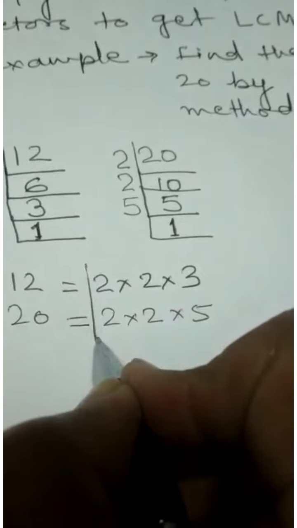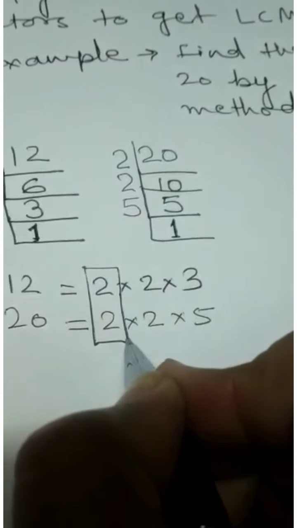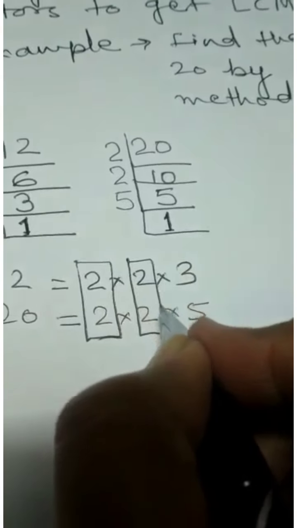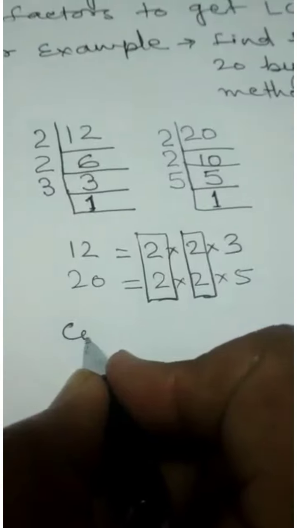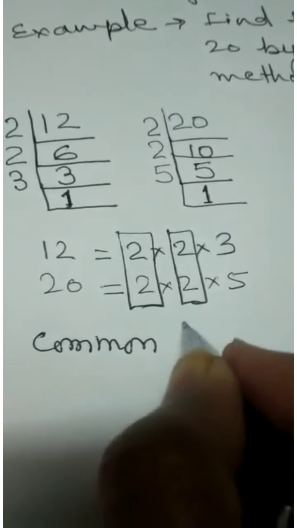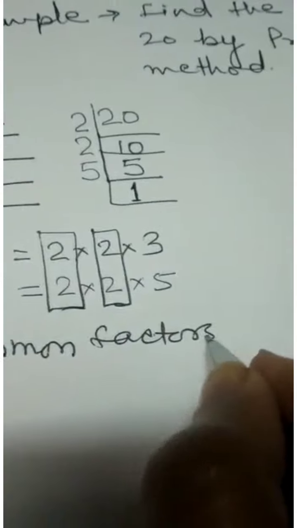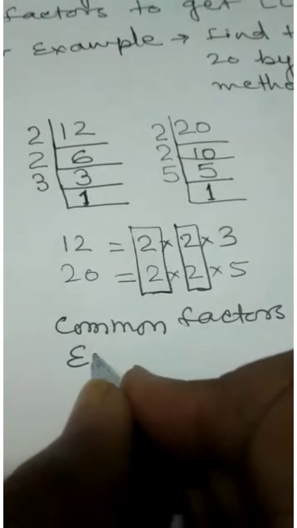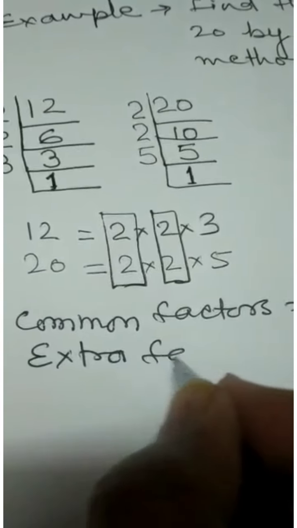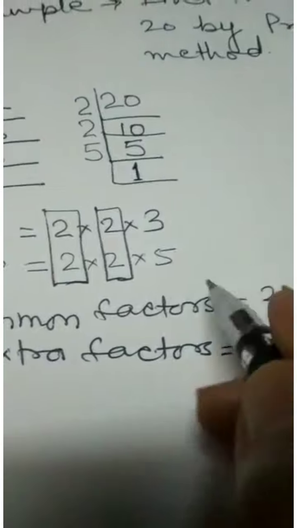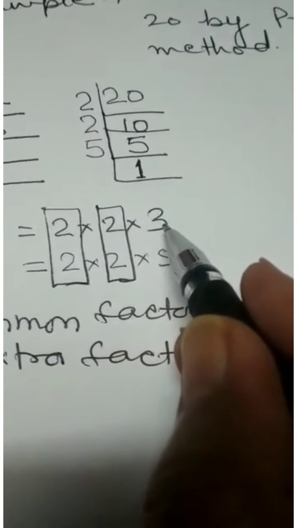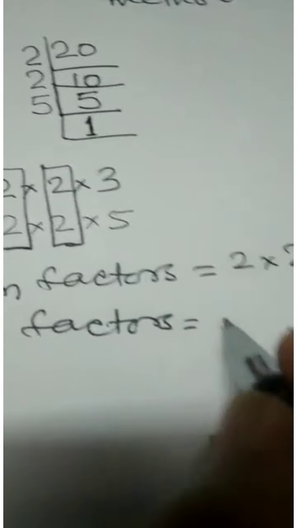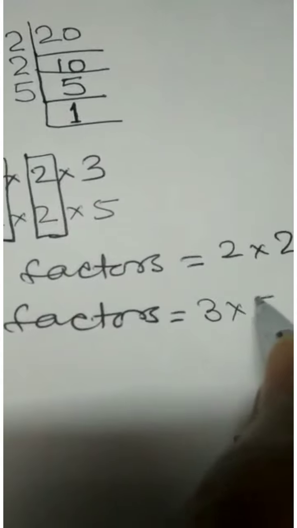Identify the common factors of both the numbers and keep them in a box. Write here common factors: 2 into 2. And extra factors. See here, 3 is an extra factor and in this 5 is an extra factor. So write 3 into 5.